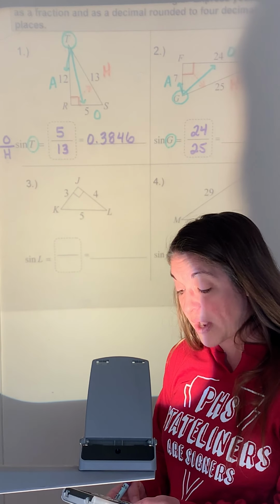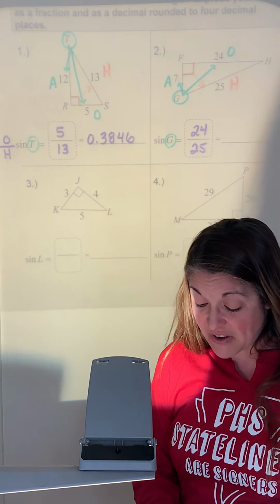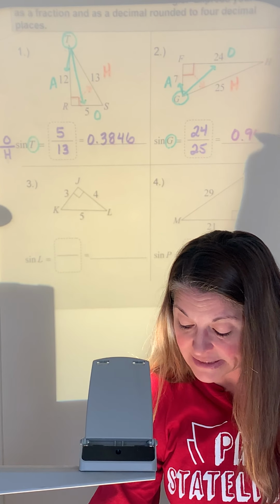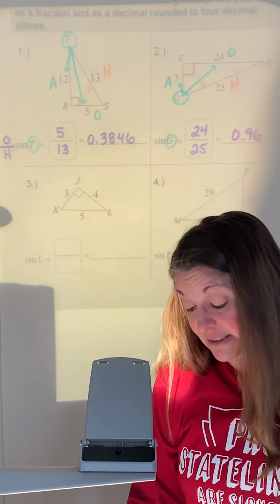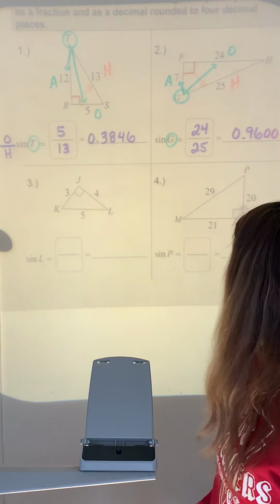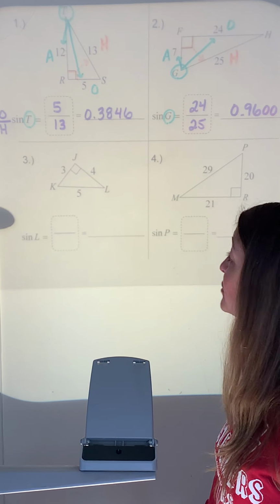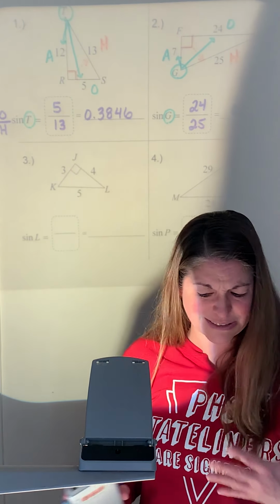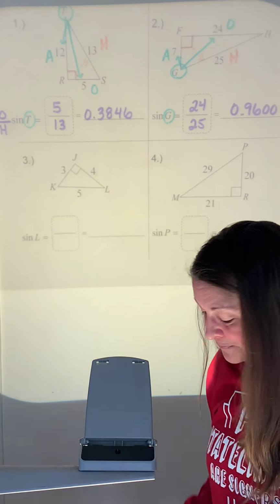When we type 24 divided by 25 in our calculator, ooh, very pretty, we get a terminating decimal of 0.96. If you want to add the 2 zeros to the end because we said 4 decimal places, that would be completely up to you. Obviously, those zeros are not significant figures. In this case, it's not really changing the value.